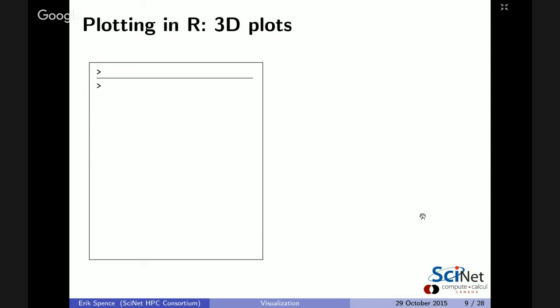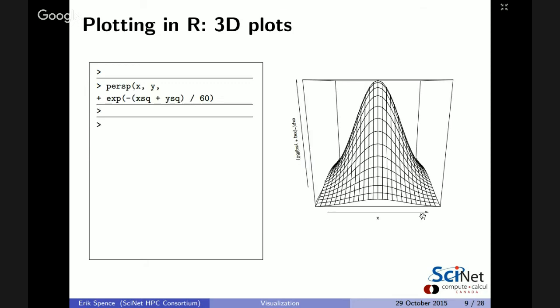3D. Everyone needs 3D plots in their life, right? Absolutely. Know you're a player if you've got 3D plots. Perspective is the function. Perspiration, I guess, is the first thing that comes to mind. Same data as last one, the negative exponential of x squared plus y squared. You get your 3D plot. You can see the lovely z label there, exponential of negative x squared plus y squared.